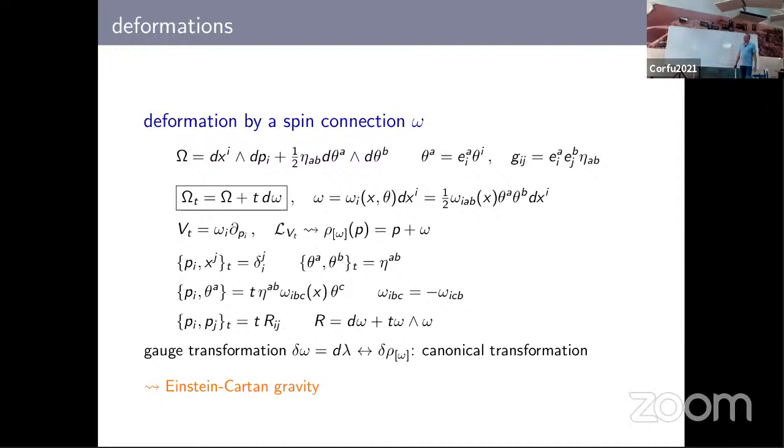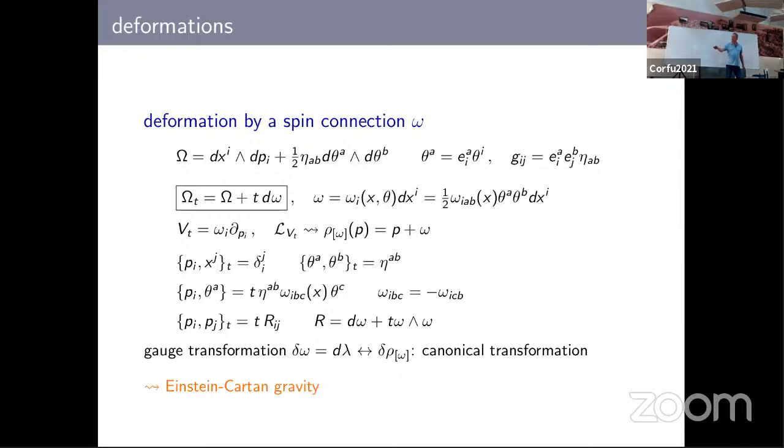Now, here's another example, more interesting for gravity. It's a deformation of a symplectic two-form by a spin connection. Okay, that's the canonical symplectic two-form. We introduce odd variables, theta^A here, and the Minkowski metric, eta_AB. You can think of the theta^A's as being just field vierbeins. The deformation is done by adding the exterior derivative of a spin connection to the symplectic two-form. So it's a canonical thing to do here. The spin connection is anti-symmetric in AB, so it can be expanded in the theta^A's. It's a degree two object here.